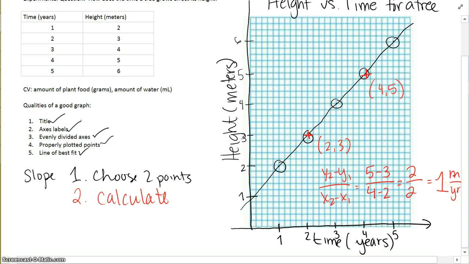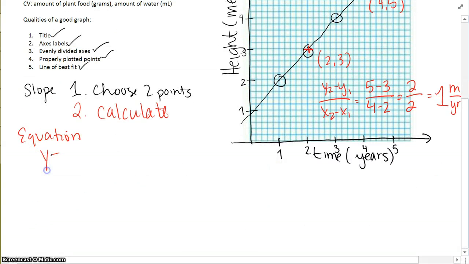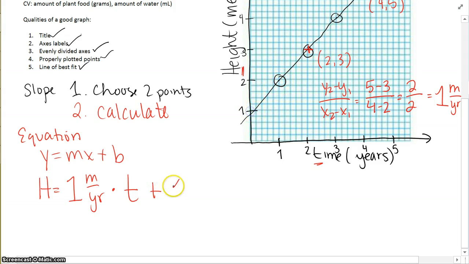Notice my slope has units. My final step then is to find the equation. Remember from class that we talked about how an equation, y equals mx plus b, is like a fill in the blank template. So my y, I'm going to use h for height, because that's a better variable, t for time. My slope m is 1 meter per year times time plus 1 meter, because this is my y-intercept. I didn't draw my line very well, but there's my y-intercept.